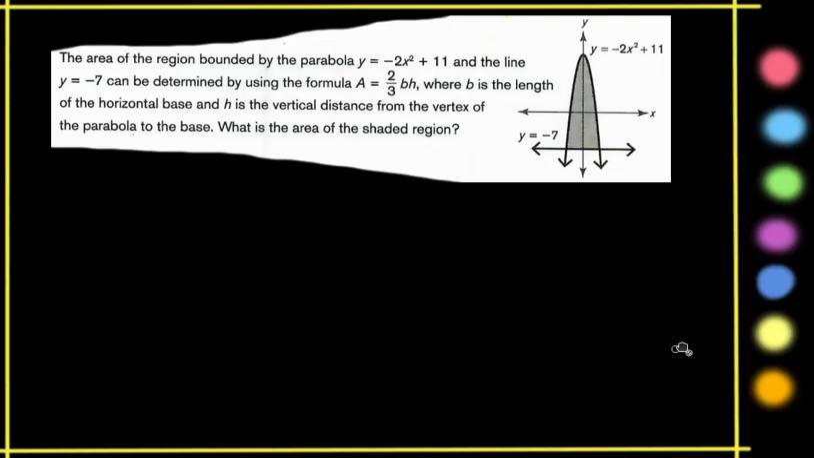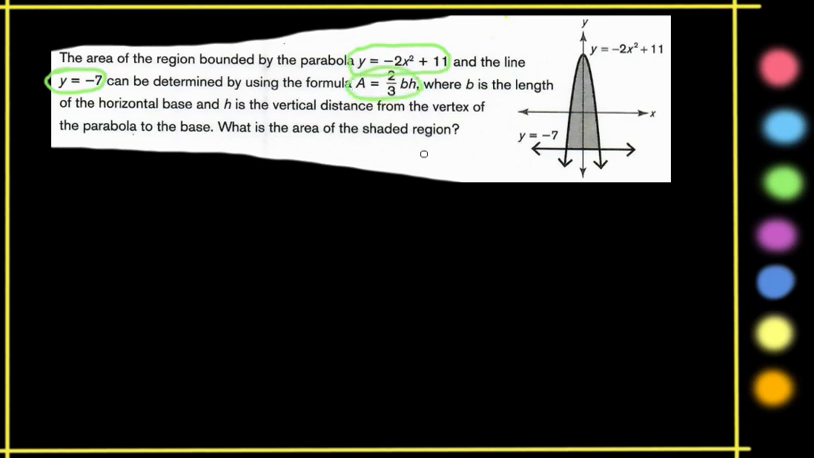Let's take a look at this one. So this one says the area of the region bounded by the parabola, and then they give you the equation for the parabola here. They say, and the line y equal -7 can be determined by using the formula, and then they give you this formula.